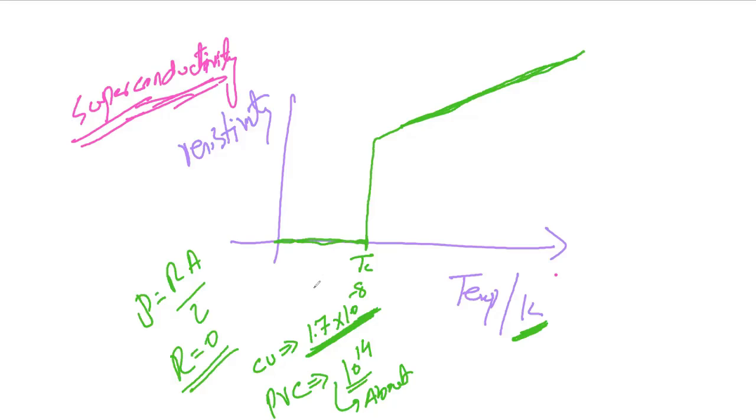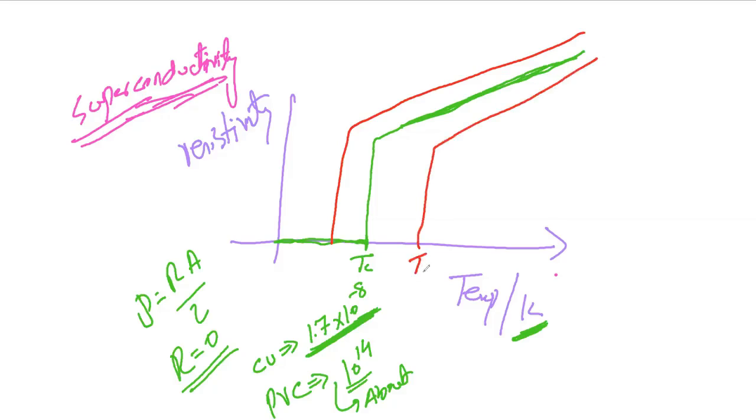Isn't the resistance maximum? And this decrease to zero resistance is the property of the material. It depends on the material. For other materials, it will be like this, or like this. So this will be the critical temperature for material 1, this for material 2, and this for material 3.